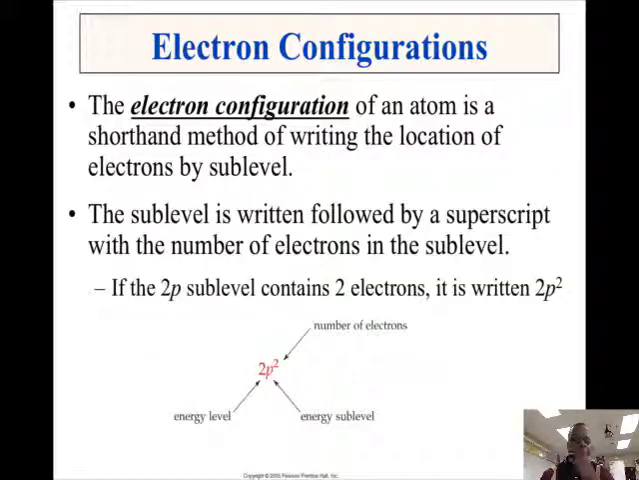Now, the electron configuration of an atom can be written in 2 different ways. It's sort of a shorthand method of writing the sublevels. What do I mean? If you look at the diagram at the bottom of the screen, you'll notice that it says 2p2. So in the 2p sublevel, we have 2 electrons. So we show energy level, the energy sublevel, the shape S, P, D, or F, and then the number of electrons that are actually there. And we can find this using our periodic table.